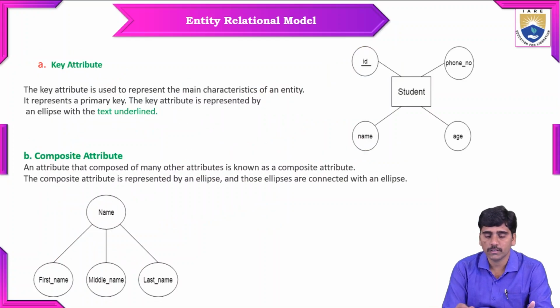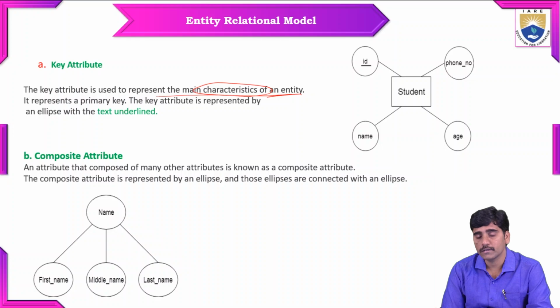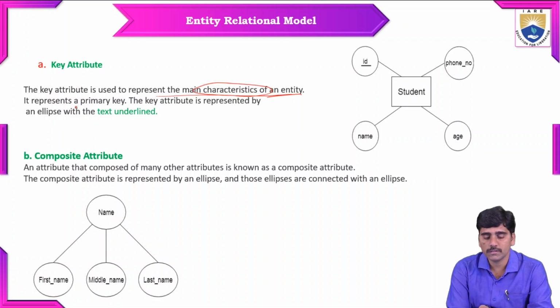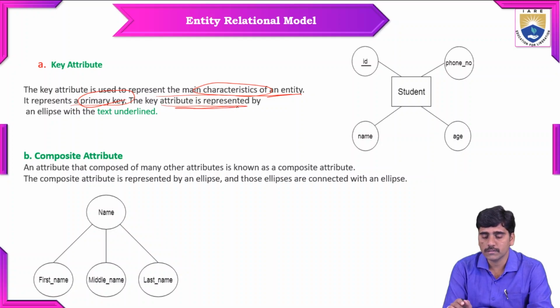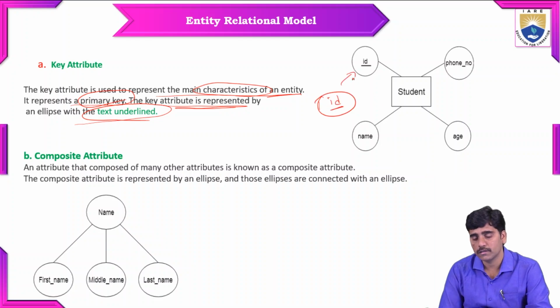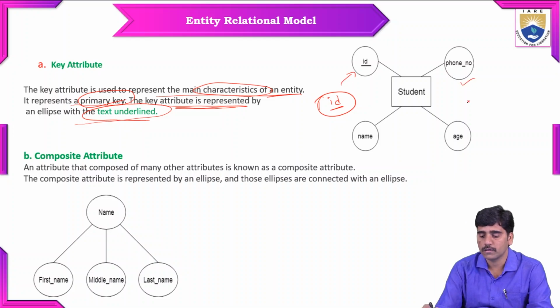Key attribute. The key attribute is used to represent the main characteristic of an entity. It represents a primary key. The key attribute is represented by an ellipse with the text underlined. Here the ID is the key attribute, and the remaining three are non-key attributes. The student is the entity here.